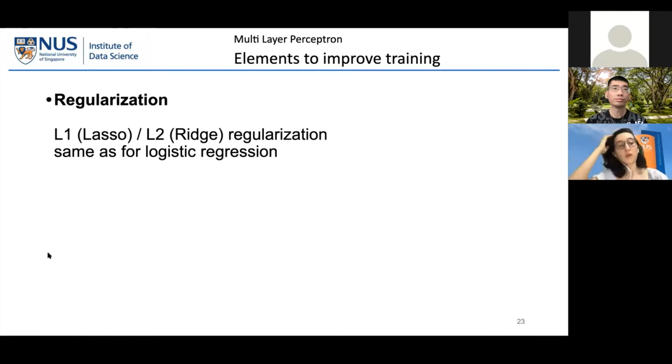Then to improve training, you can also add regularization, like for logistic regression that we introduced yesterday, L1 or L2 regularization. It's quite popular, especially here because you have so many parameters. Maybe you may want to reduce the number of parameters, or at least to penalize a higher number of parameters. So it has to be to really improve your model to add more parameters.